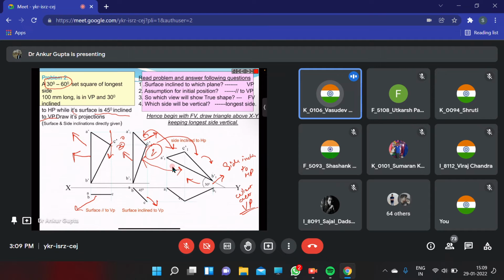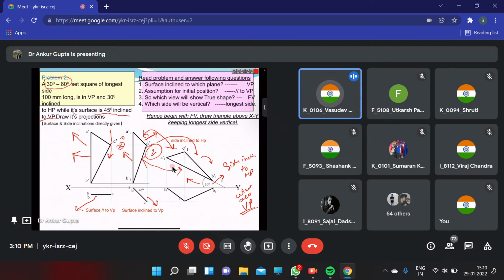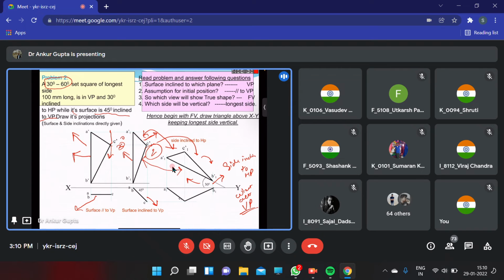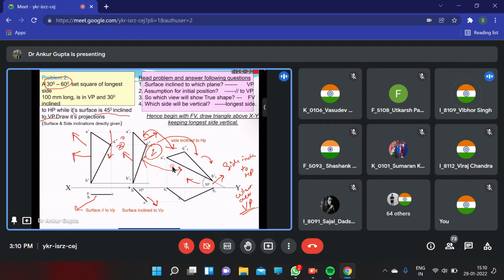Sir, in the third diagram, can you show what is actually the surface which is at 45 degrees? Can you please mark it in the third diagram? Surface? I don't understand what you are trying to say. No, the question says the surface is 45 degrees inclined to VP. So in the third diagram, this surface is inclined at 45 degrees to VP. A dash, B dash, C dash, the entire thing is inclined. Yes, that whole surface is inclined, but A dash B dash is resting on VP.